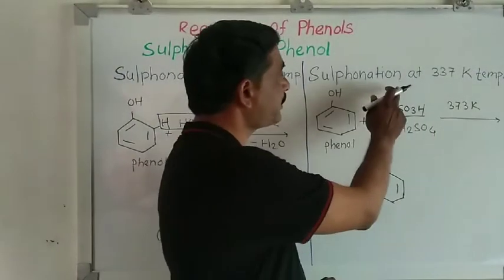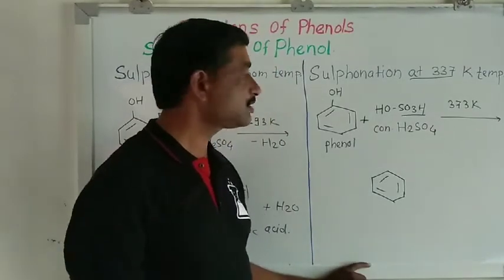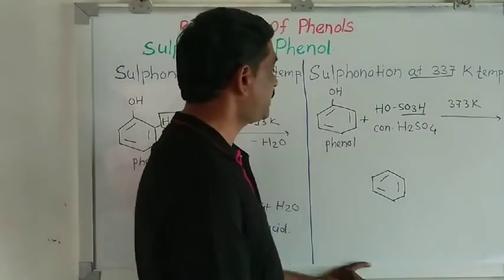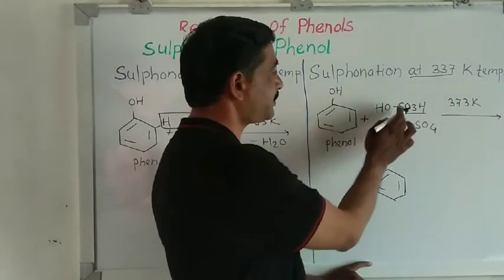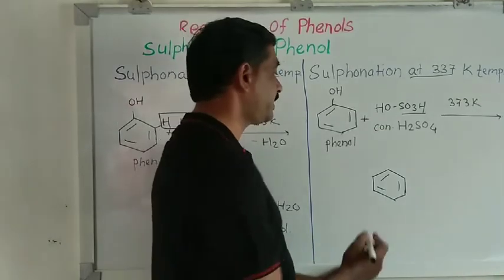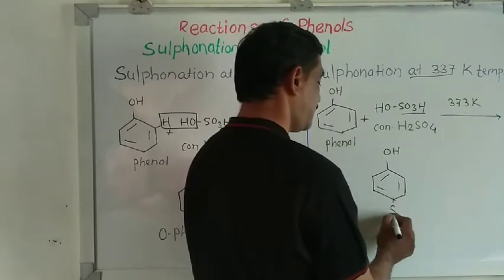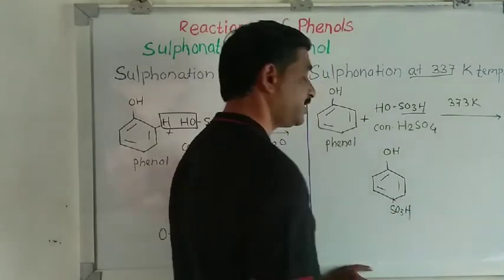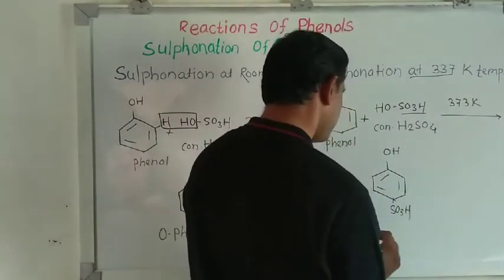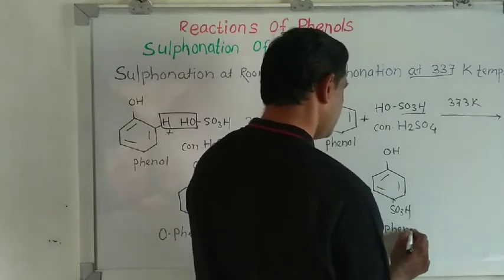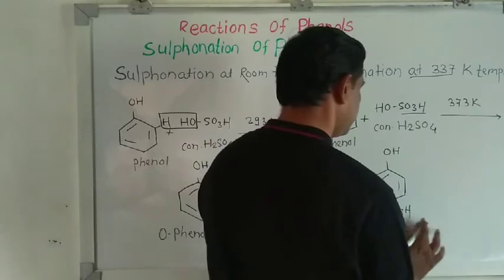Similarly, when phenol is reacted with concentrated sulfuric acid at 373 Kelvin temperature, it also undergoes sulfonation. In this chemical reaction, the hydrogen atom from the para position is replaced by the sulfonyl group and we get the product as, OH group remains as is and para hydrogen atom is replaced by the SO3H group. We get the compound known as paraphenol sulfonic acid.